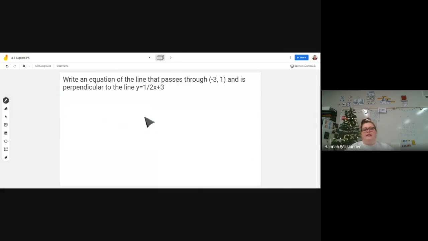Okay, last example. Write an equation of the line that passes through (-3, 1) and is perpendicular to the line y equals 1/2 x plus 3. So this one's telling me it needs to be a perpendicular line. So my current slope is 1/2. What is the negative reciprocal of 1/2?